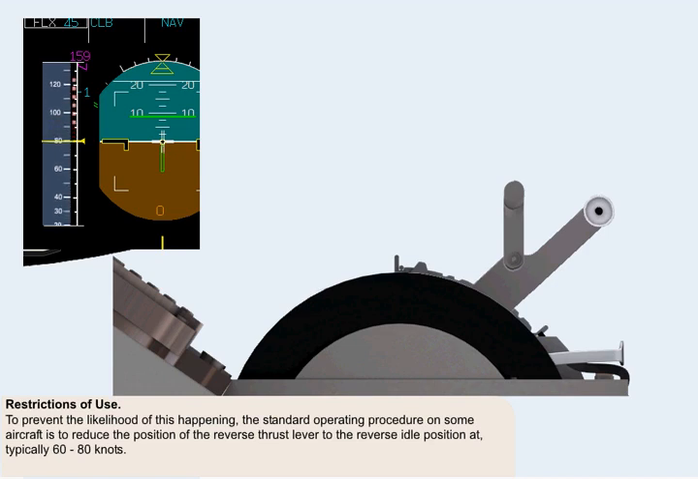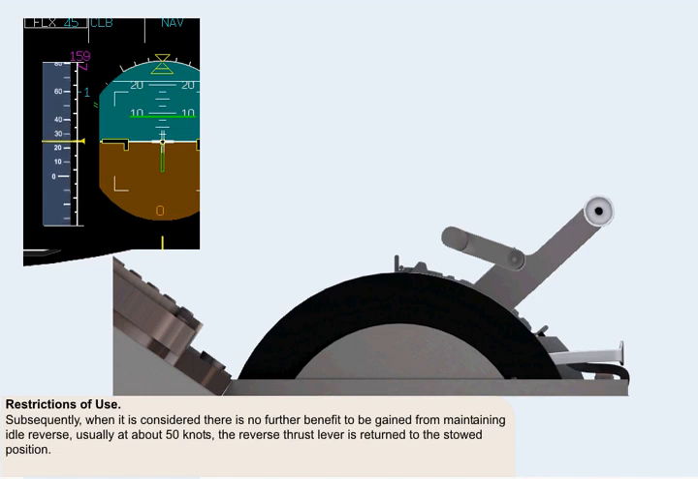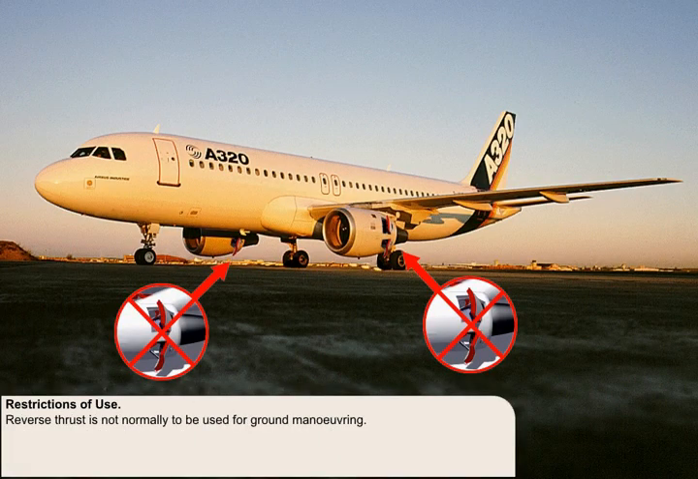To prevent the likelihood of this happening, the standard operating procedure on some aircraft is to reduce the position of the reverse thrust lever to the reverse idle position at typically 60 to 80 knots. Subsequently, at a speed where it's considered there is no further benefit to be gained from maintaining that idle reverse position, that is, when it's judged that there is no further requirement for a sudden selection of full reverse power, usually at about 50 knots, the reverse thrust lever is returned to the stowed position. Reverse thrust is not normally to be used for ground maneuvering.